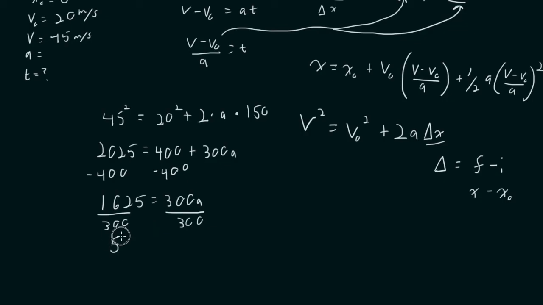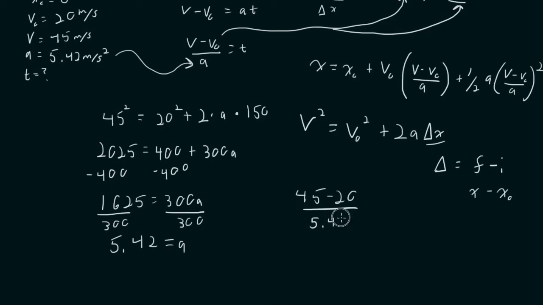And so my acceleration will be 5.42. Okay, so 5.42 meters per second squared. And then I can take this and plug it right back into this equation right here. And so I'm going to have 45 minus 20 divided by 5.42. That's going to give me my time. I'm just going to plug that in. That'll give me a time of 4.61. So 4.61 seconds. And there we go. So that's our combined equation.